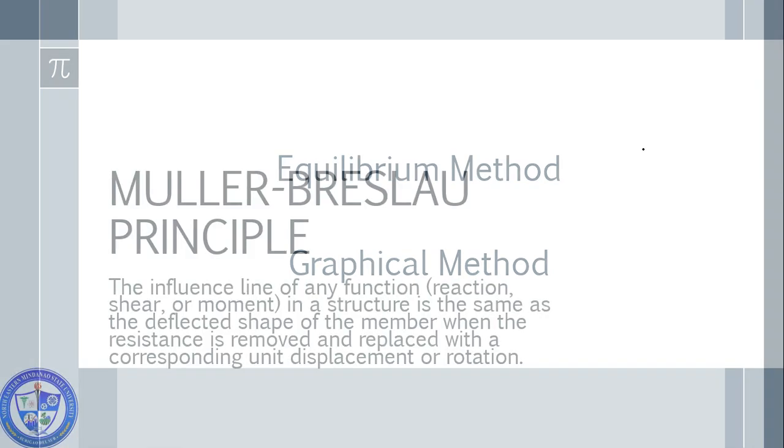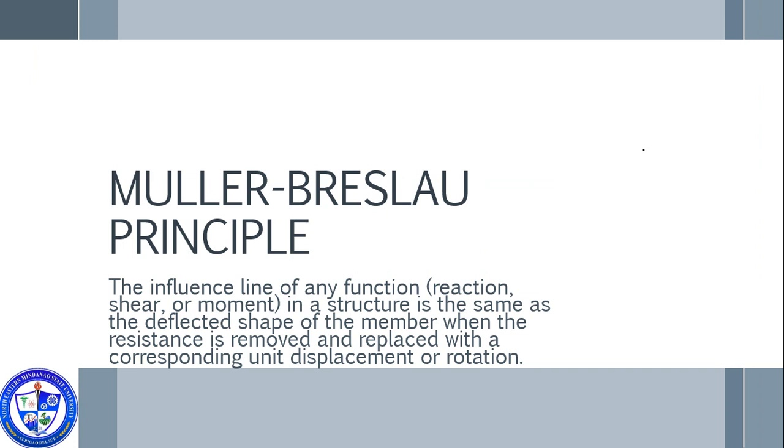So the definition of the Mueller-Breslau principle: the influence line of any function, which can be a reaction, the shear or the moment in a structure, is the same as the deflected shape of the member when the resistance is removed. Take note, these are the keywords here: resistance is removed. When the resistance is removed, it is replaced with a corresponding unit displacement or rotation.